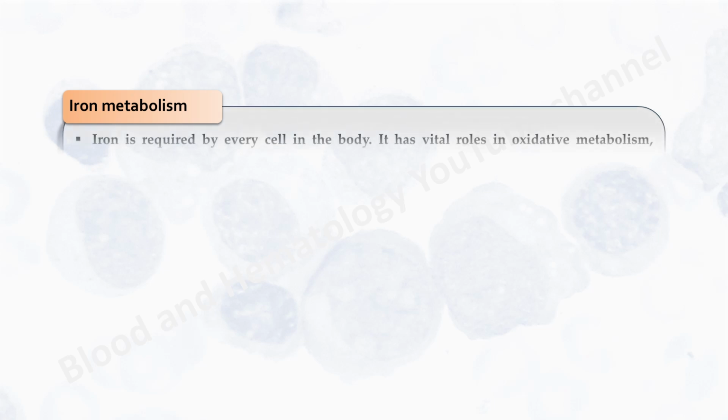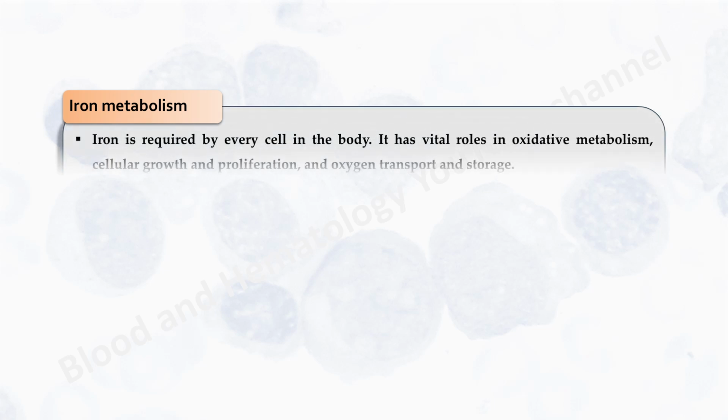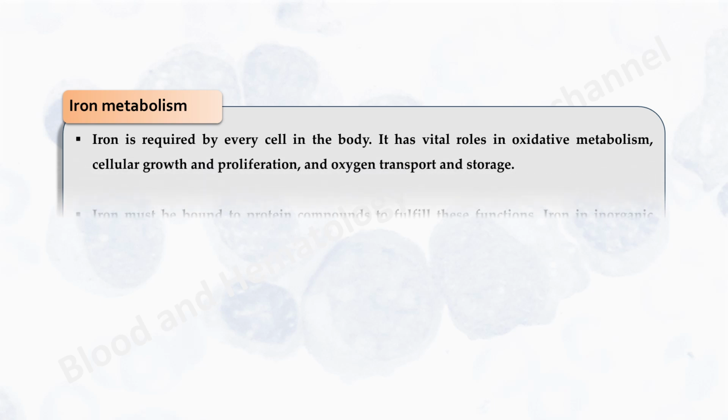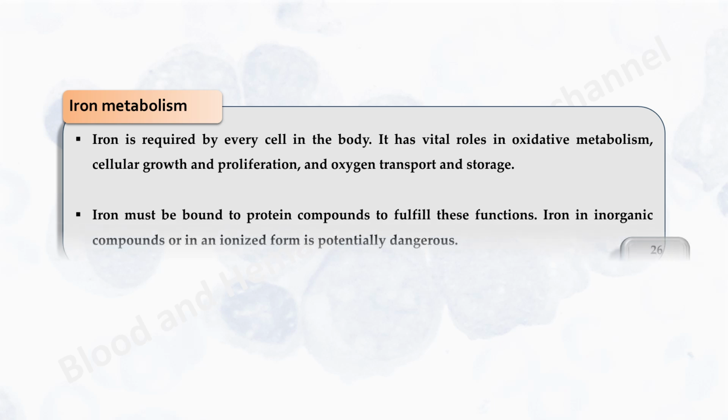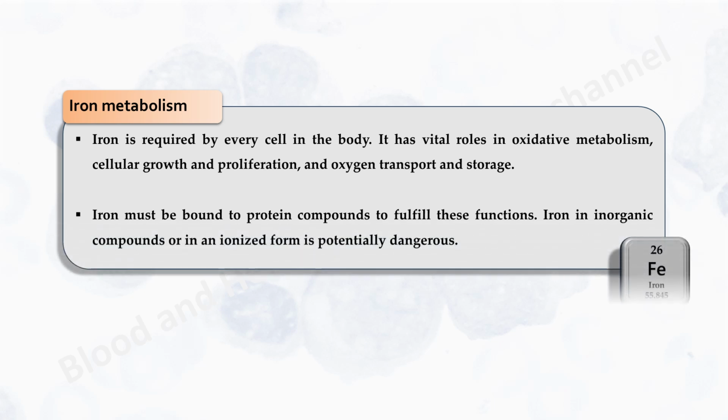Iron is required by every cell in the body. It has vital roles in oxidative metabolism, cellular growth and proliferation, and oxygen transport and storage. Iron must be bound to protein compounds to fulfill these functions. Iron in inorganic compounds or in an ionized form is potentially dangerous.